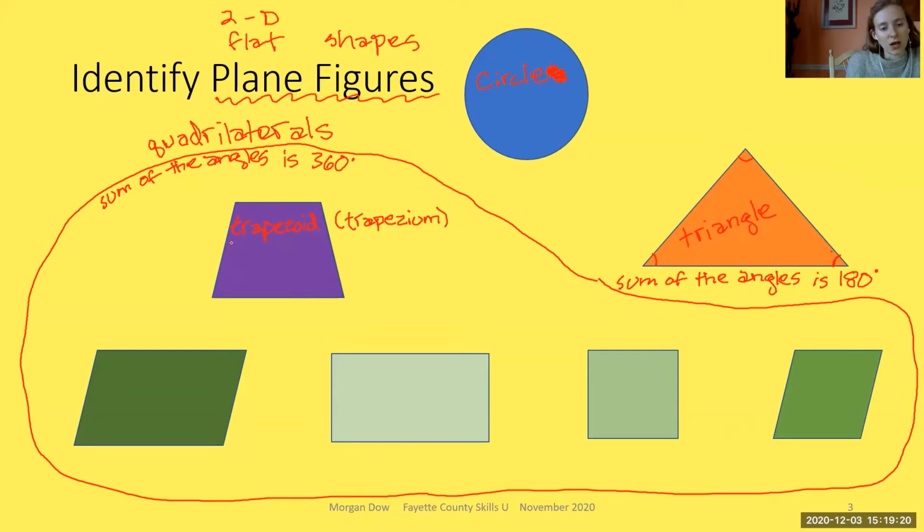And what makes something a trapezoid? When you look at a shape, how can you tell it's a trapezoid? Well, it'll have 4 sides. And with those 4 sides, you will have exactly 1 pair of parallel sides.